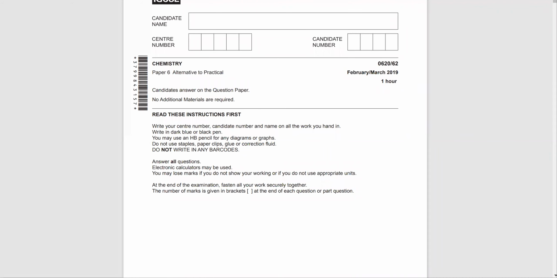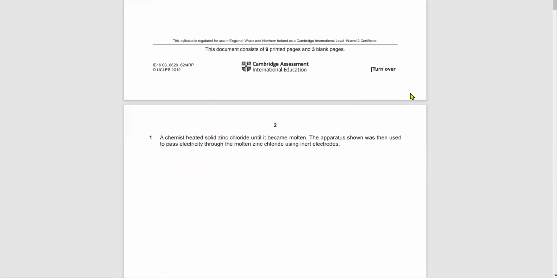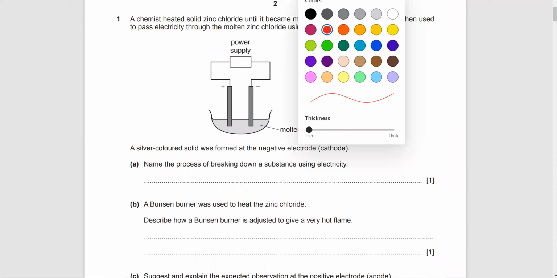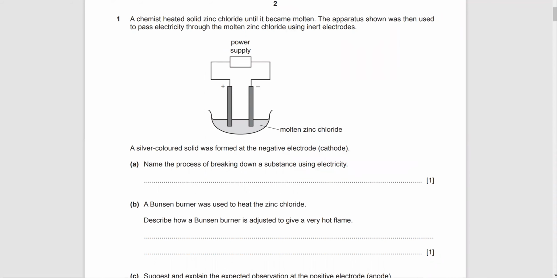Start with this paper, February March 2019. The first question is about electrolysis. Okay, I told you that electrolysis is going to come. Now this one is that you're given, he's saying he heated molten zinc chloride, right?